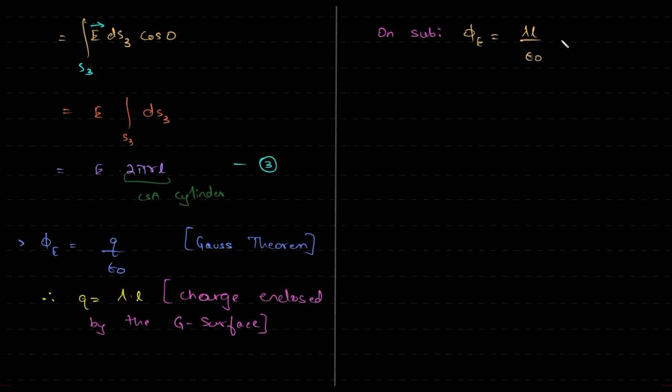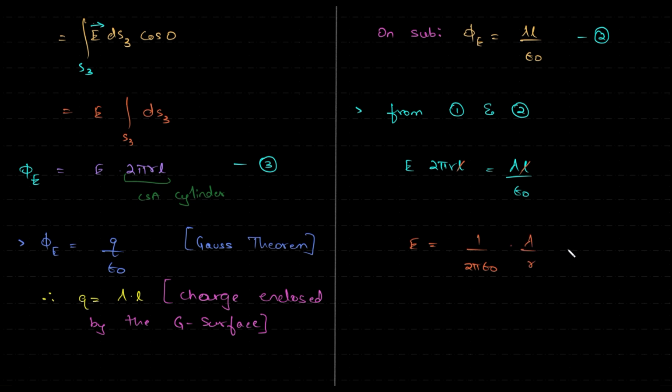So from equations 1 and 2, both are equal to the electric flux. So E times 2 pi RL is equal to lambda L by epsilon naught. Here L and L will get cancelled and E is equal to 1 by 2 pi epsilon naught times lambda by R, in Newton per Coulomb.